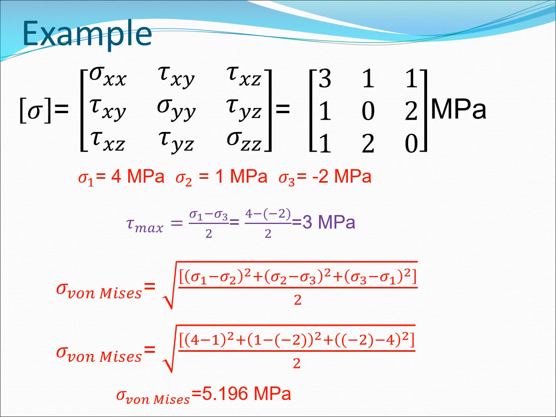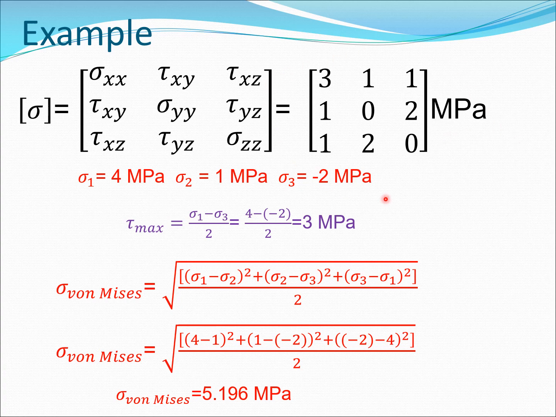So let us look at an example to clarify these somewhat abstruse concepts. So let us start with a simple stress matrix such as the one given here. So you can see here that sigma xx is 3, tau xy is 1, tau xz is 1, sigma yy is 0, tau yz is 2, and sigma zz is 0. And the stress matrix is of course symmetric, and all the stresses are given in terms of megapascal.